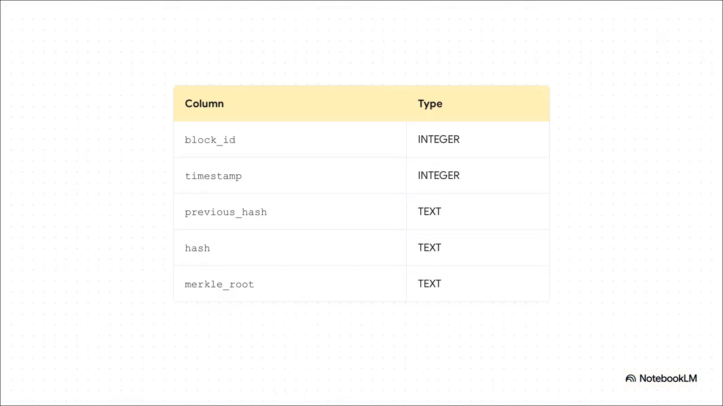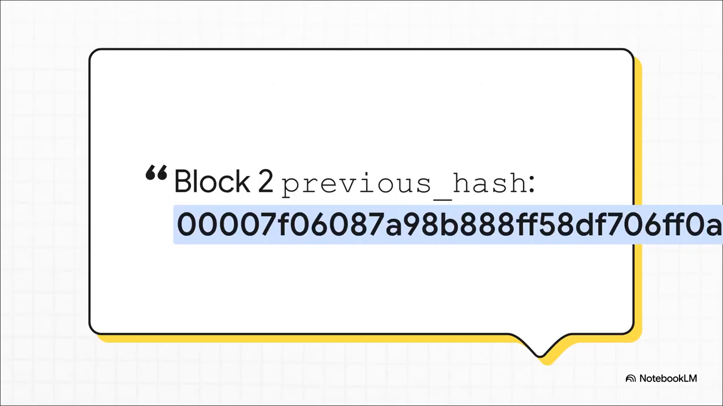Peeking inside that database, we can see the anatomy of every single block. You've got the block ID, a timestamp, its own unique hash, and of course the most critical field, the previous hash. We also see the Merkle root, which is basically a cryptographic fingerprint that proves that none of the transactions inside that block have been tampered with. And this right here, this is the magic. The previous hash of block 2, which is highlighted here, is the exact hash of block 1. That's it. That is the chain in blockchain in its purest form. Every block is cryptographically chained to the one before it.